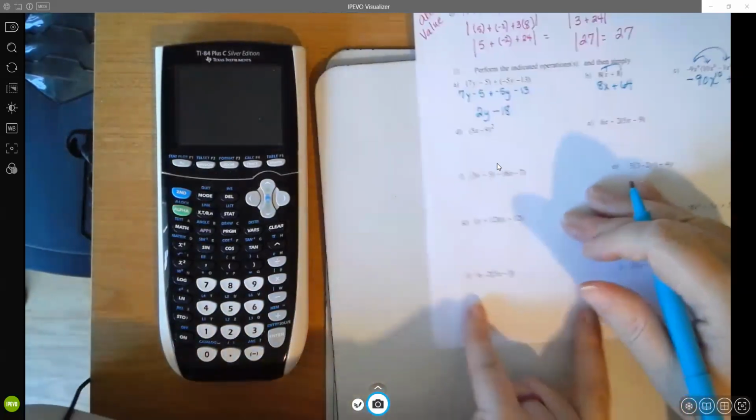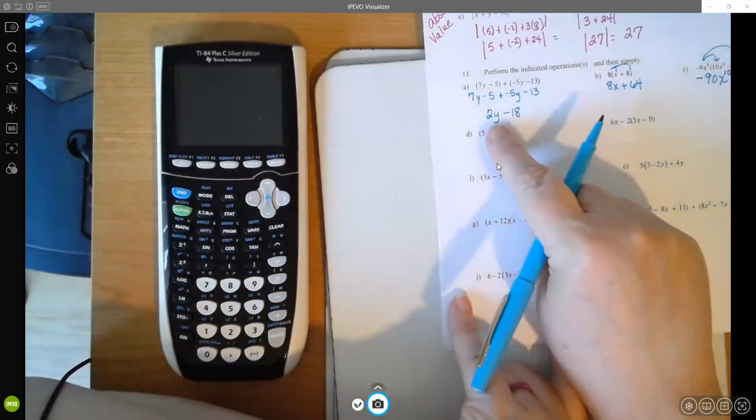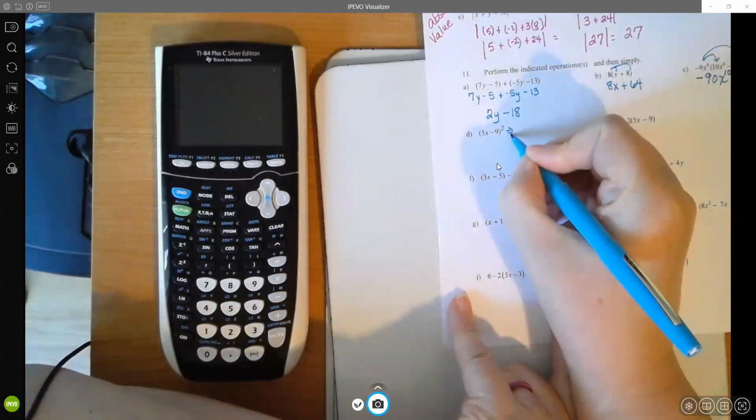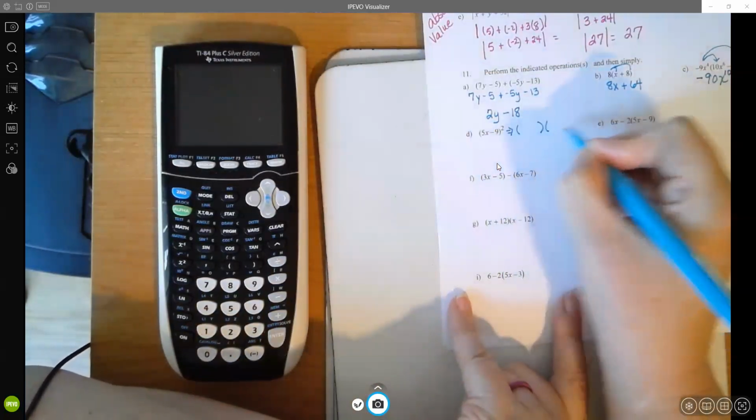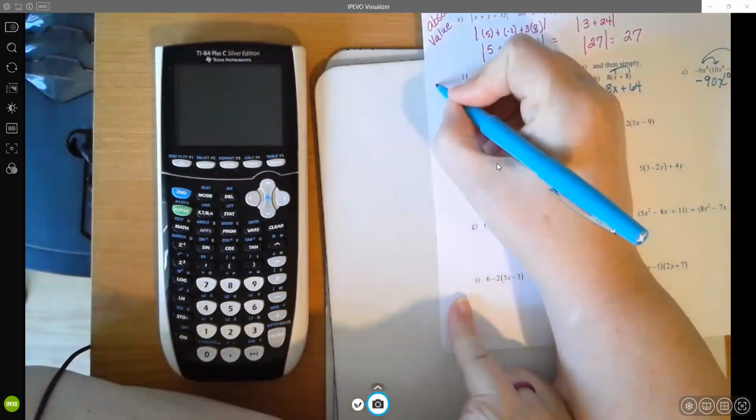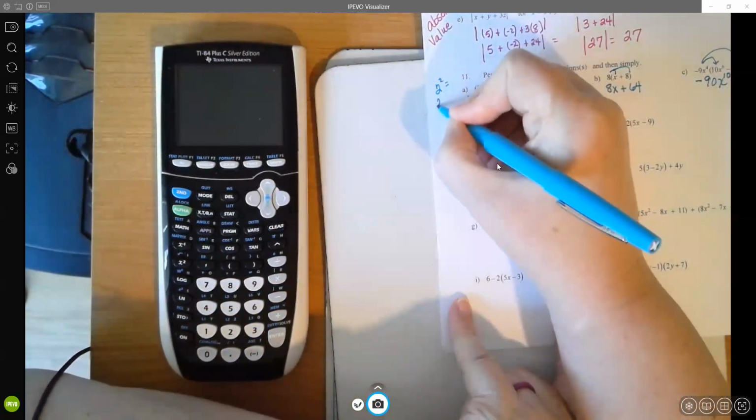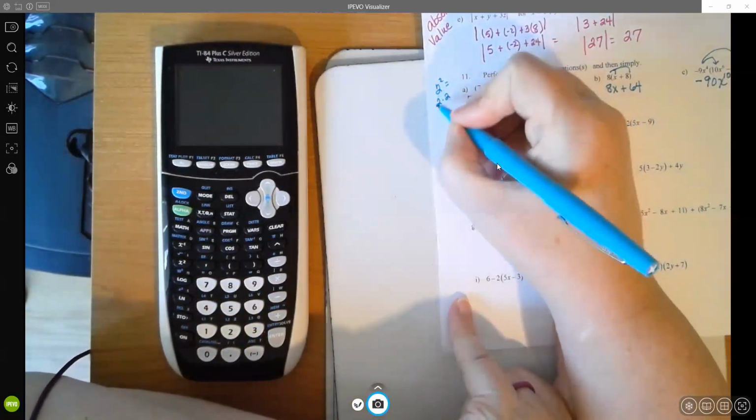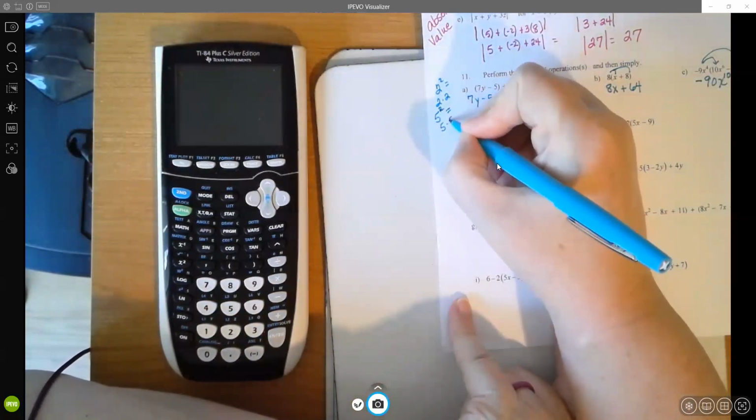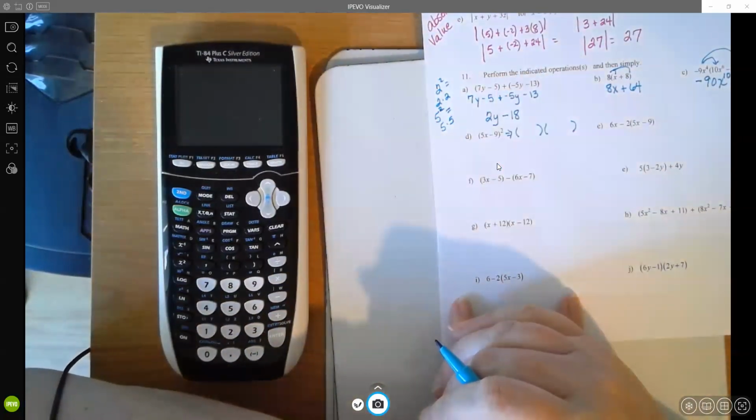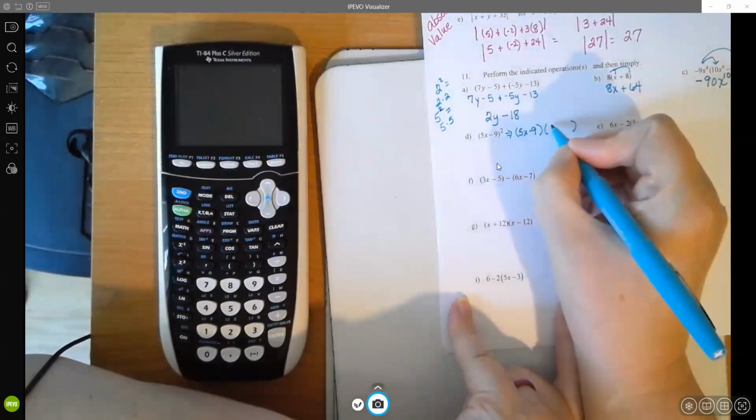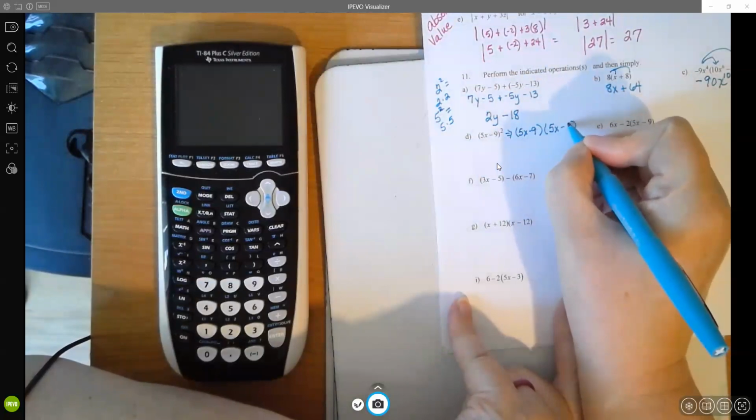In the next problem, it says 5x minus 9 in parentheses squared. Remember, what that means is everything in the parentheses is squared. Squared means multiplied by itself. If I have 2 squared, that means I have 2 times 2. If I have 5 squared, that means I have 5 times 5. So if I have 5x minus 9 squared, that means I have 5x minus 9 times 5x minus 9.